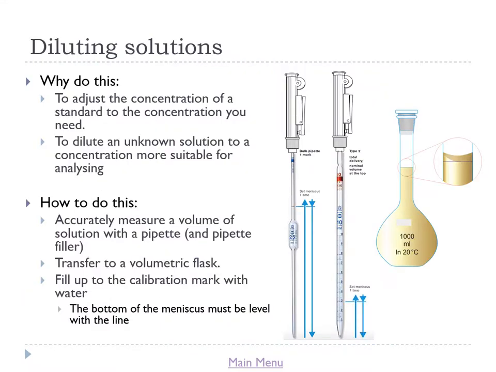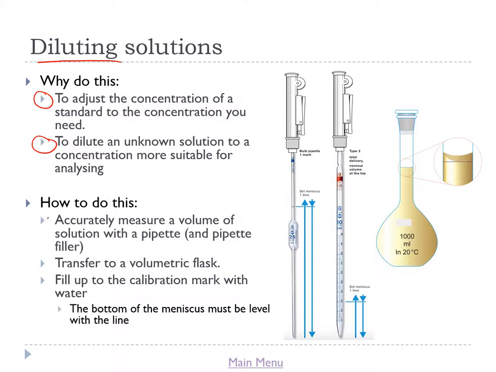Diluting solutions. Often when you make a solution, you're going to need to dilute it down to the concentration that you actually need. So why might you do this? It might be because you've got a standard solution that is too concentrated and you need to dilute it down to something more appropriate for the experiment. It might be you've got some unknown solution that you've prepared, and again, it needs to be diluted down to make it more suitable to analyze. Maybe it's got a color that's too strong to see clearly or something like that. So how do you do this?